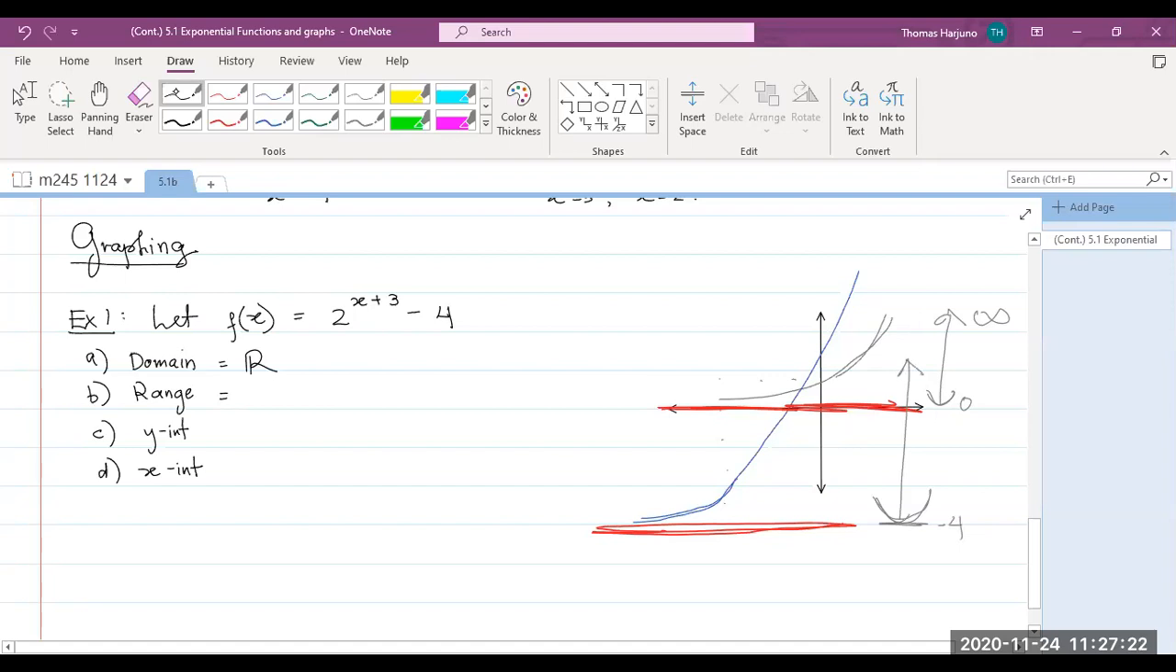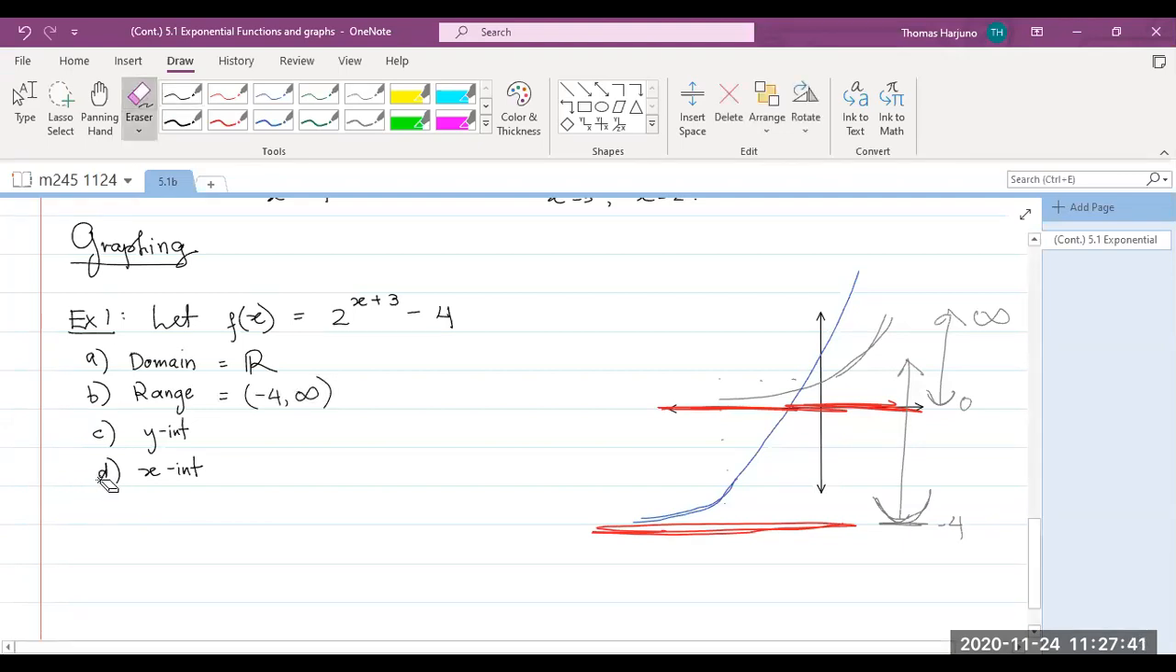So you need to imagine what the original graph looked like to the point of memorizing it. Just the original basic exponential function. And then from there you do the transformation, then you see, oh, the range will be from -4 to infinity.